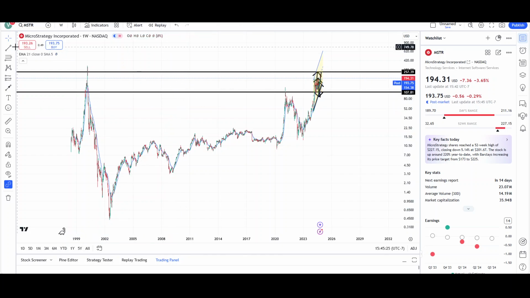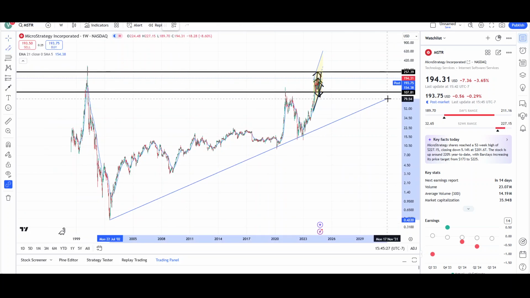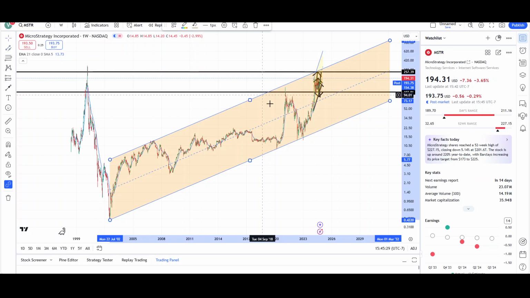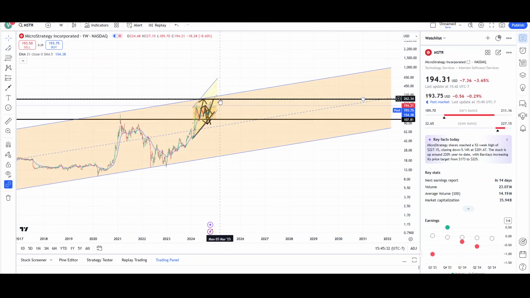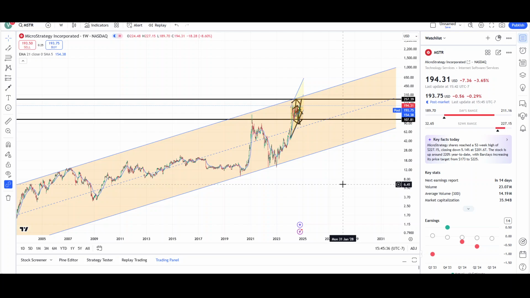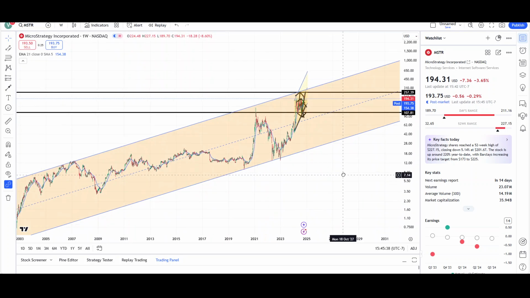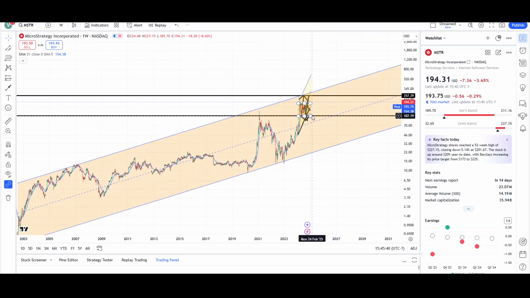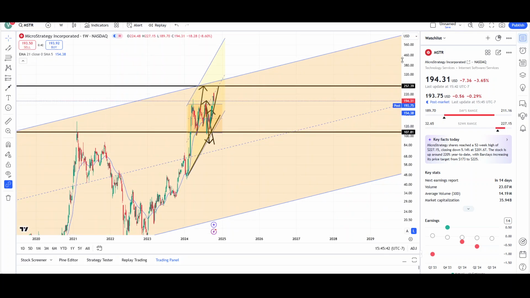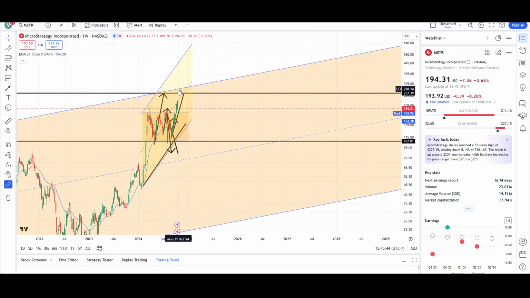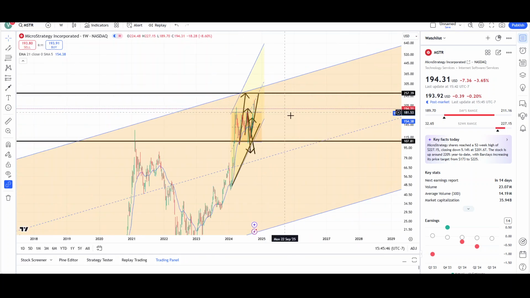Maybe I can draw a channel off of these swing lows, drag it up to the highs. So we're kind of nearing the top of the channel. Looks like the high 200s. So I'm looking for the mid 200s, 257, and possibly if we don't find any strong resistance there, we can see price reach upwards to the high 200s, low 300s. So that is the next target to keep in mind.